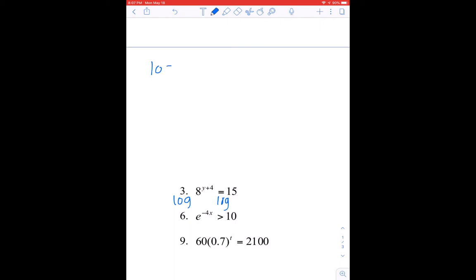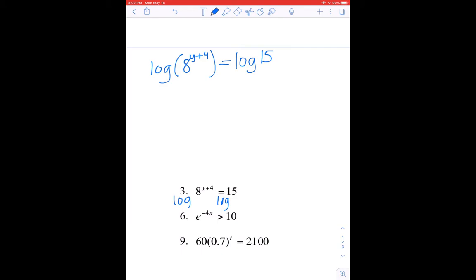So remember, you can take the log of anything and you can plug that into your calculator, because your calculator does log base 10. So whenever you just write the word log, you're implying it's base 10, and your calculator can do that. So I have taken the log of both sides, because you've got to do the same thing to both sides.